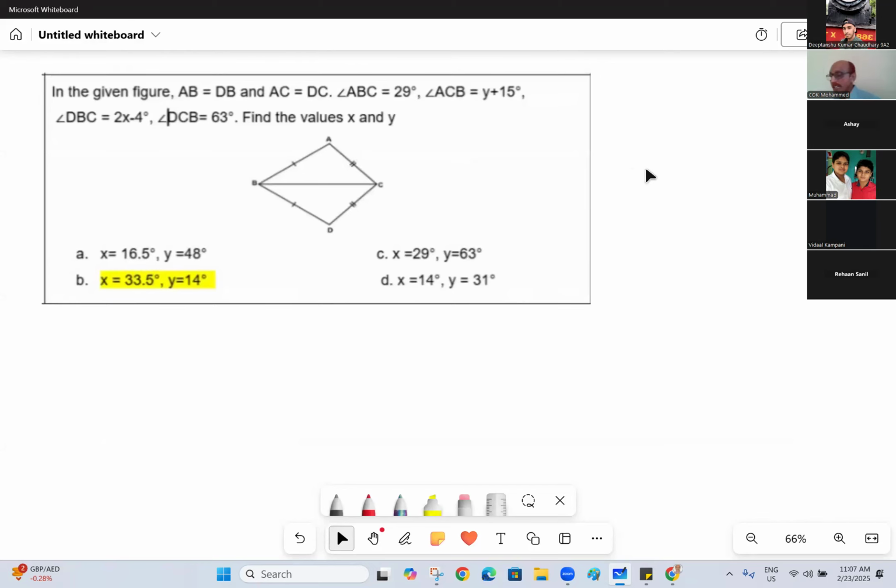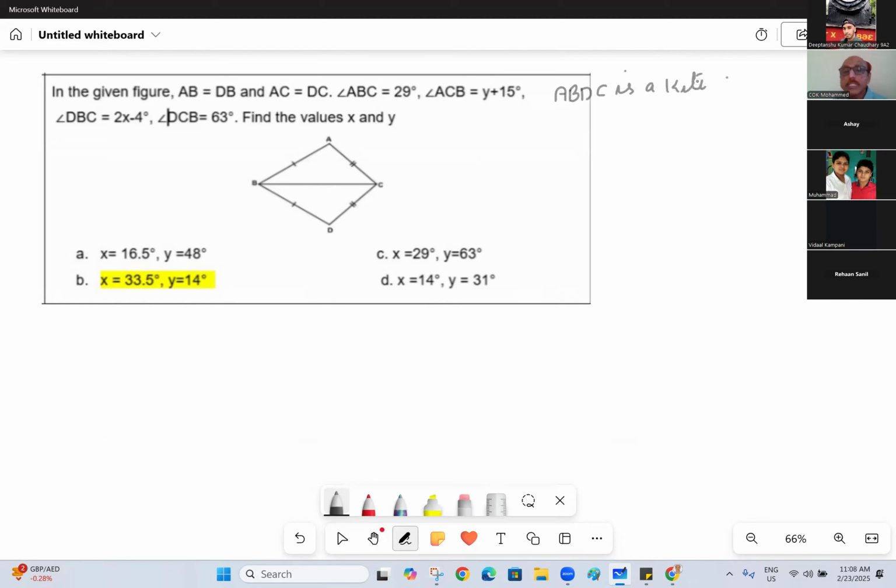Listen, here, what is given? AB is equal to DB. AB and DB are equal, and then AC and DC are equal. So, what is ABDC? ABDC is a kite, because two pairs of consecutive adjacent sides are equal.